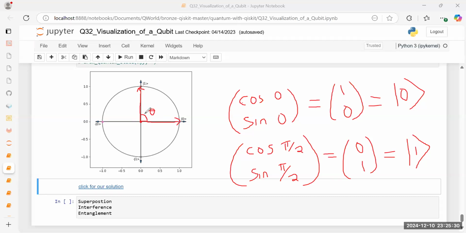Okay, so we can actually try this for a couple of angles. And so as you can see, at this location, we get -0. So by attaching a negative sign to the 0 state, we have a vector pointing in the opposite direction. And also attaching a negative sign to the 1 state, we also have a vector pointing in the opposite direction.